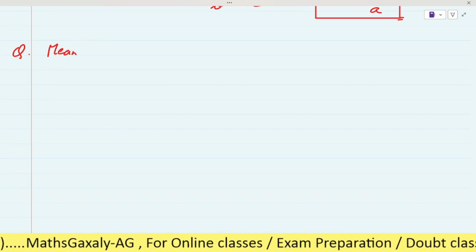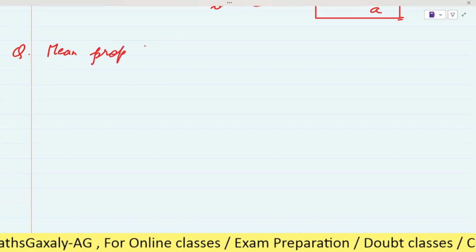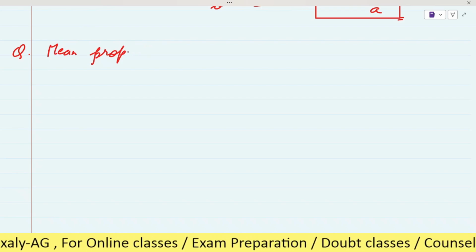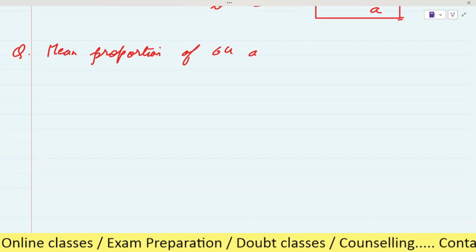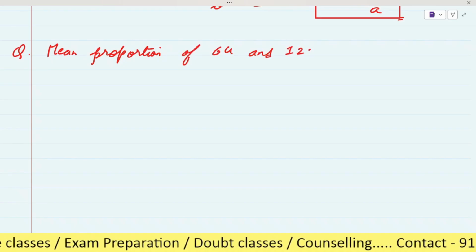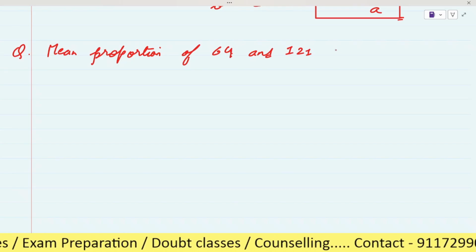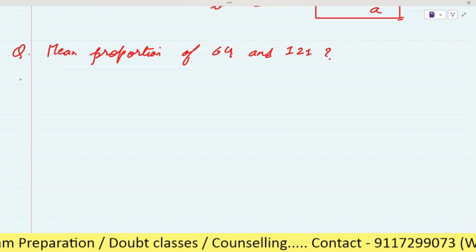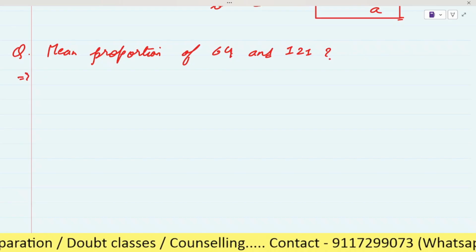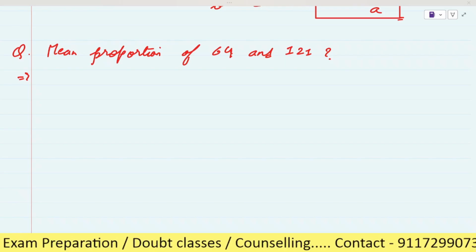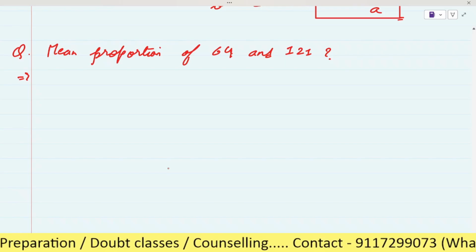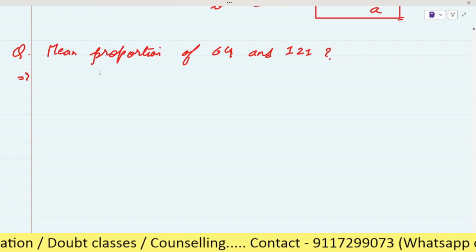Let's try this question by yourself. What is mean proportion? Here you have to find the mean proportion, or mid proportion, of 64 and 121. Just try it by yourself. Yes, Shraddha? Sir, I got 88.